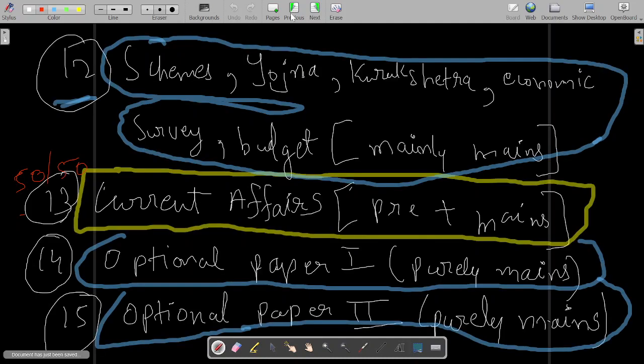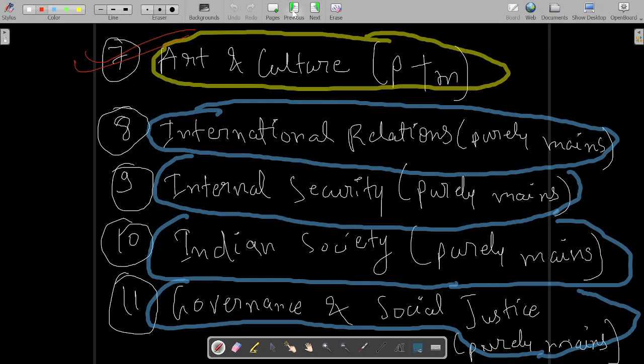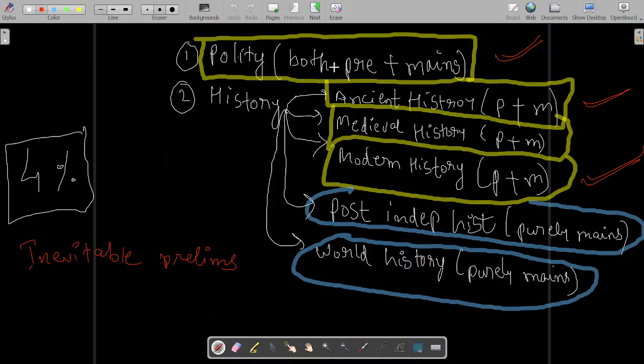Done. So if you want to qualify prelims, then do the yellow ones. Amongst the yellow ones, you can only leave medieval. Rest everything is important. The only subject which you can leave for prelims is medieval. You can avoid medieval. Rest everything is very important. So this is all about the subjects and how much time you should give.